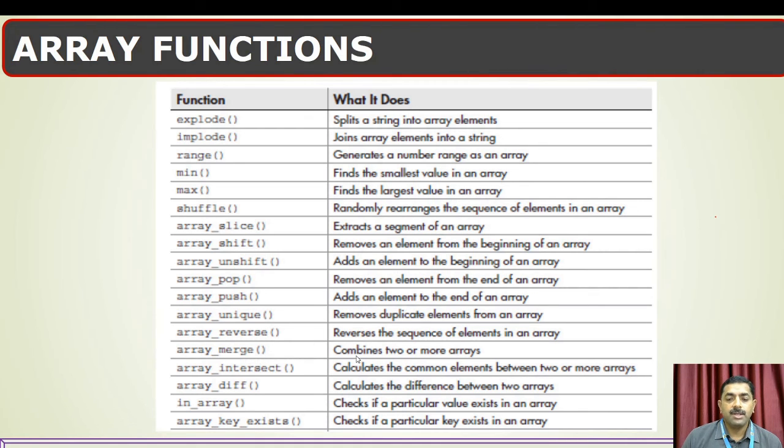Array underscore merge combines two or more arrays. Array intersect calculates the common elements between two or more arrays. Array diff calculates the difference between two arrays. In array checks if a particular value exists in the array or not. Array key exists checks whether a particular key exists in an array or not.